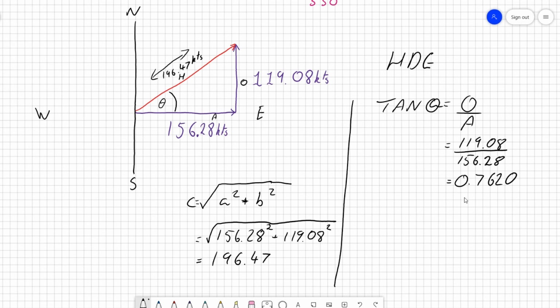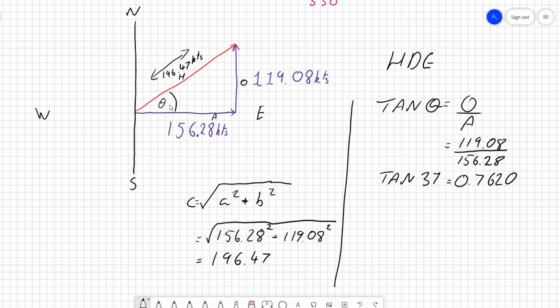So from there, I'm going to just have a quick look at my trigonometry table. Once I find that, tan 37 is 0.7536, which is basically halfway between my 37 and 38 degrees, so I just went with 37. So from there, we're going to call this tan 37 degrees.